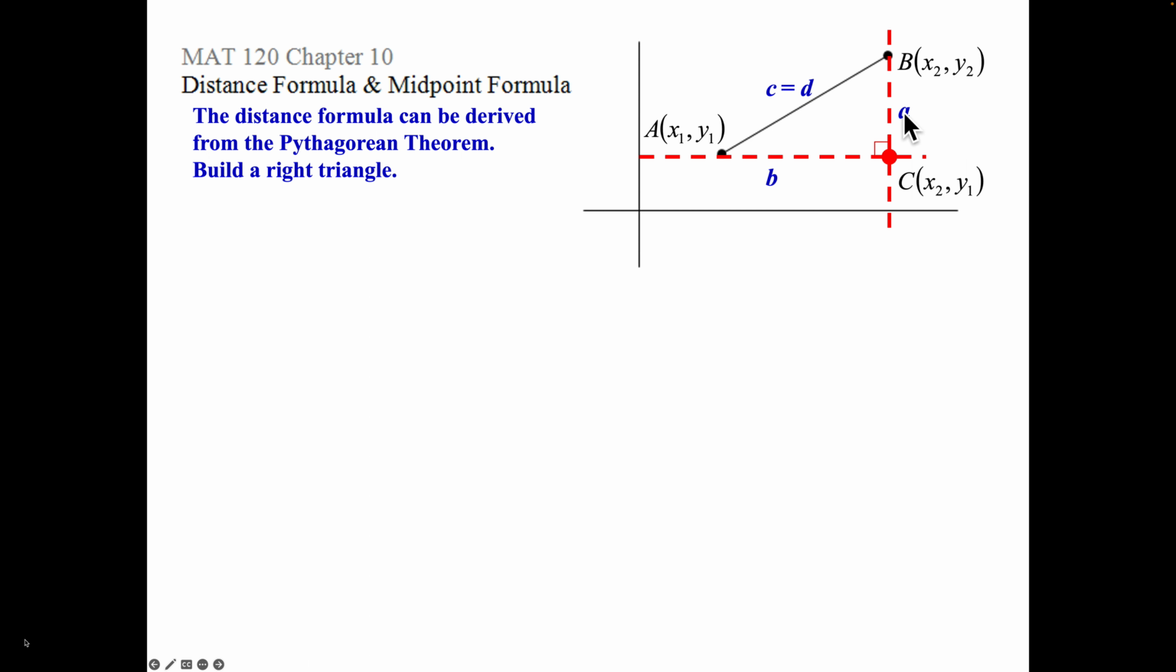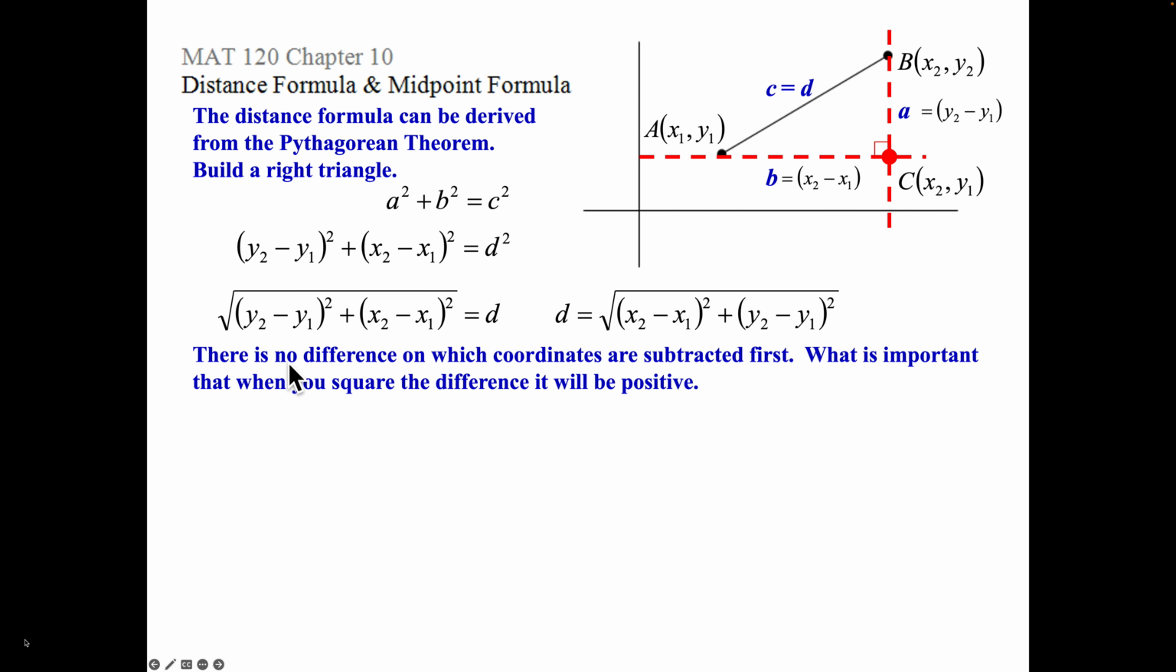So now A is the distance between these two y coordinates, y sub 2 minus y sub 1. B is the horizontal distance between these 2 points, x sub 2 minus x sub 1. And now we go to the Pythagorean theorem and plug in those binomials. A, y sub 2 minus y sub 1, we'll square that. B was x sub 2 minus x sub 1, we'll square that. And C was D, so we'll call it D squared. So my distance formula is simply take the square root of both sides, and there it is.